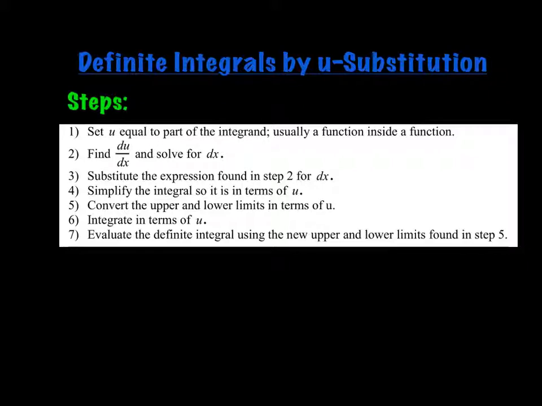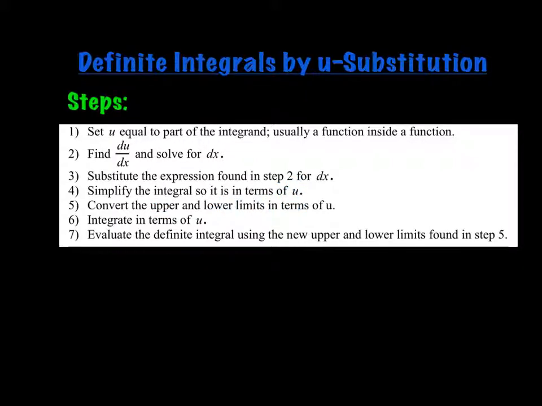So if we want to evaluate a definite integral and we're using the method of u substitution, how is it different than indefinite integrals? Well, it's the same process, and you'll notice as you copy these steps down that many of them are exactly the same as our first steps for indefinite integration by u substitution. All right, so if I wanted to evaluate definite integrals, what's different? We're still setting u equal to part of the integrand, usually a function inside a function. We're still finding du and solving for dx. We're still going to substitute the expression found in step 2 for dx and simplify the integral so it's in terms of u like we just talked about.